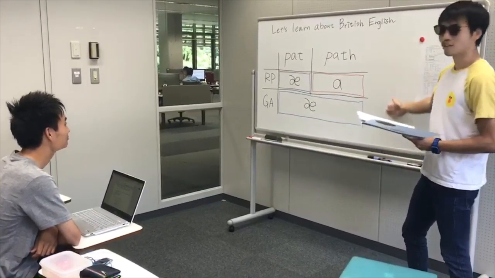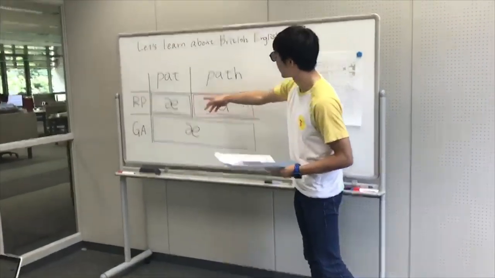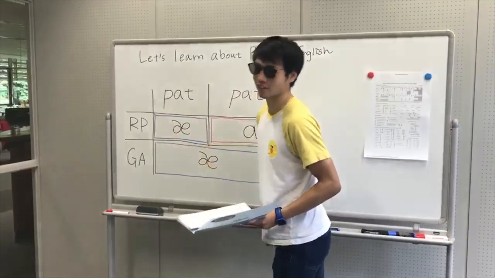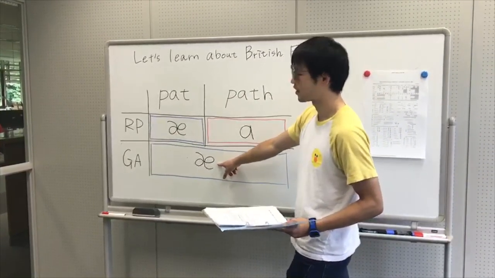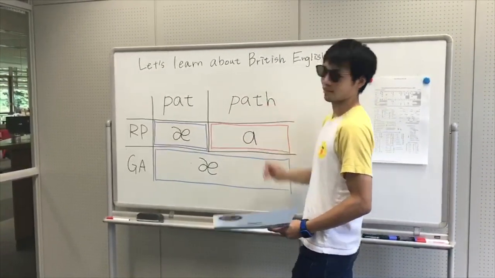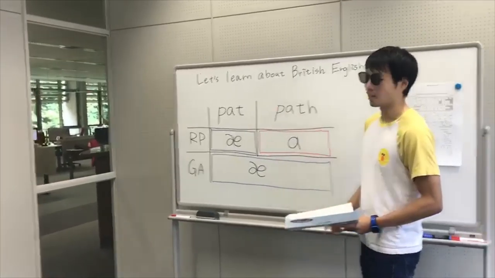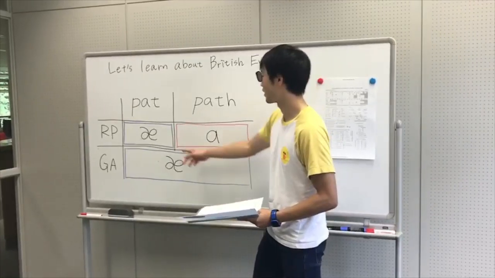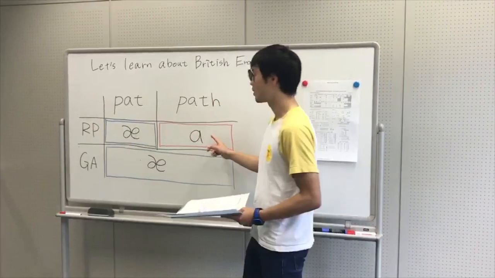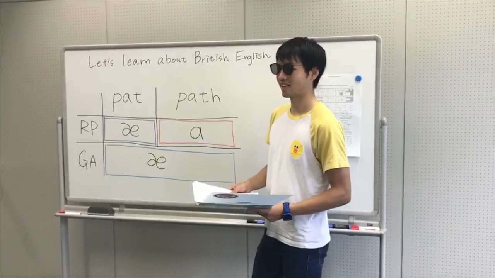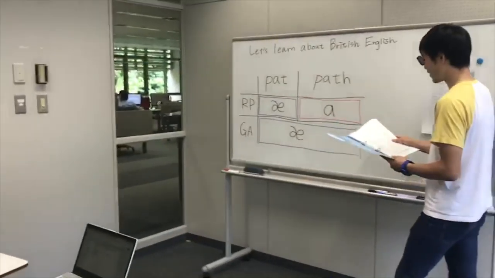Now, as you can see from this chart, there's a distinction between the two vowels used. In General American, it's the same vowel in both, which is what you said. Pat and path. Now, on the other hand, in RP, in a British accent, pat is the same, but this is path. Pat. Path. I don't know. But it's okay. We'll get used to it.